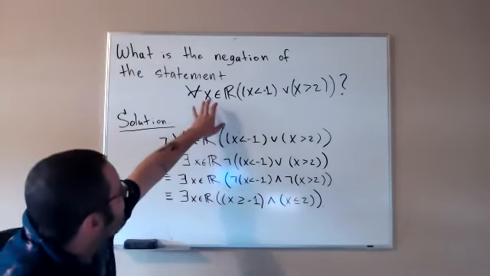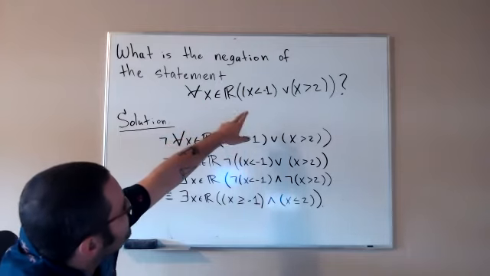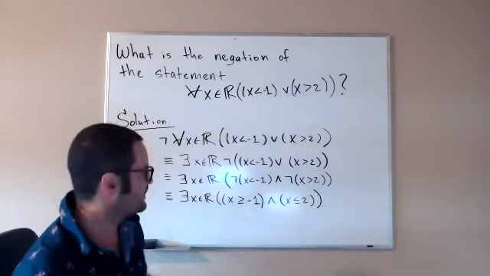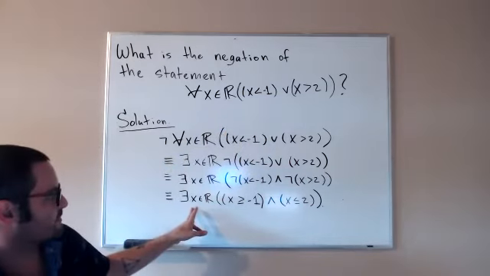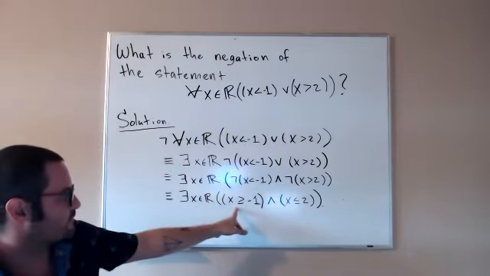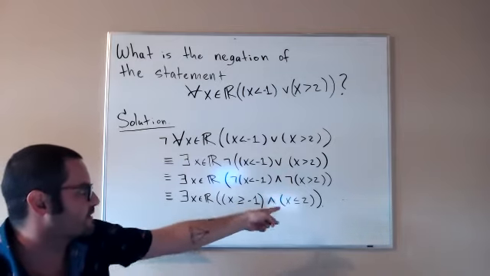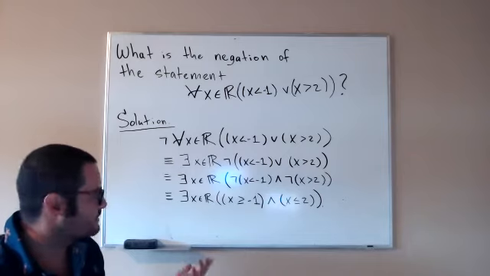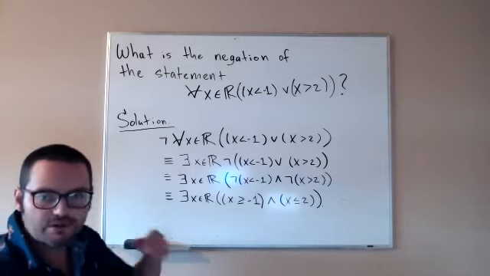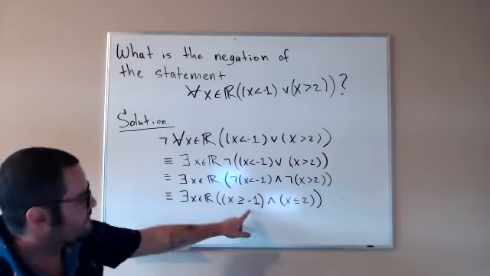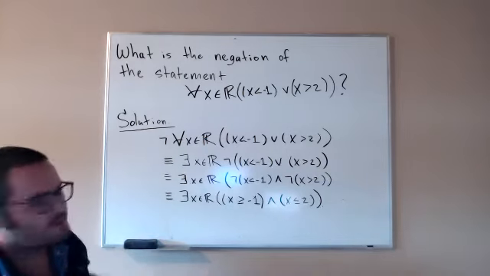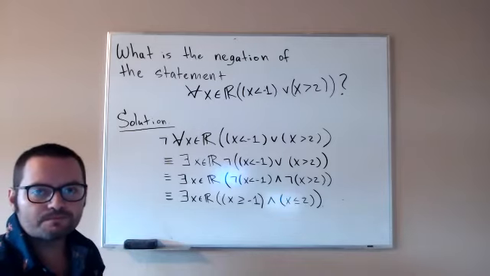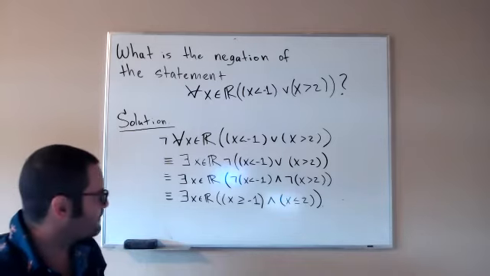Now notice, for all x that are real numbers, x less than negative 1 or x greater than 2, this is false, right? However, this is true. There does exist a real number that is greater than or equal to negative 1 and less than or equal to 2. There's a few of them. 0, 1, negative 1, 2, every real number in between that interval, right? So this is true because that was false. If you negate a false statement, you get a true statement. Okay?